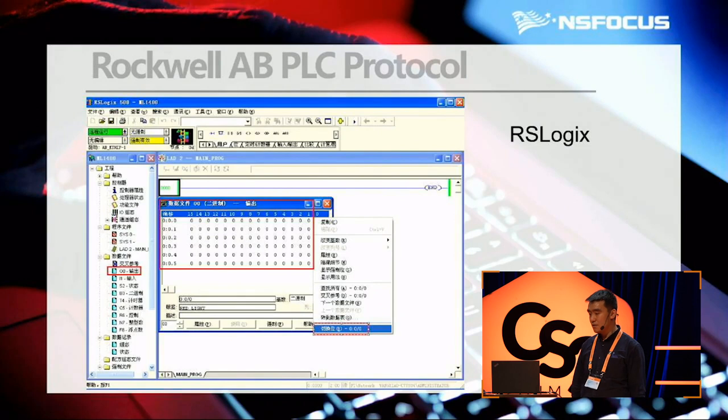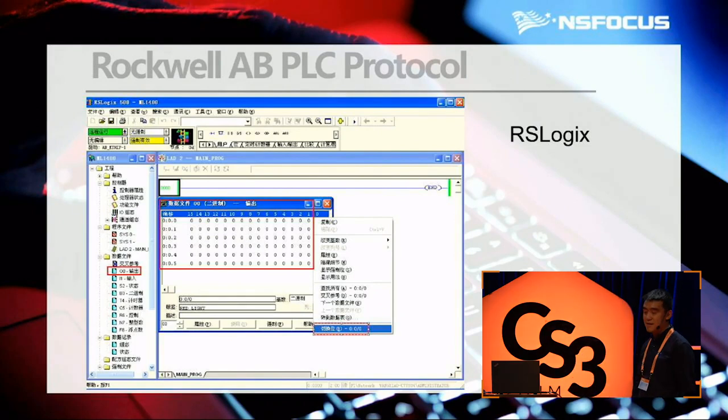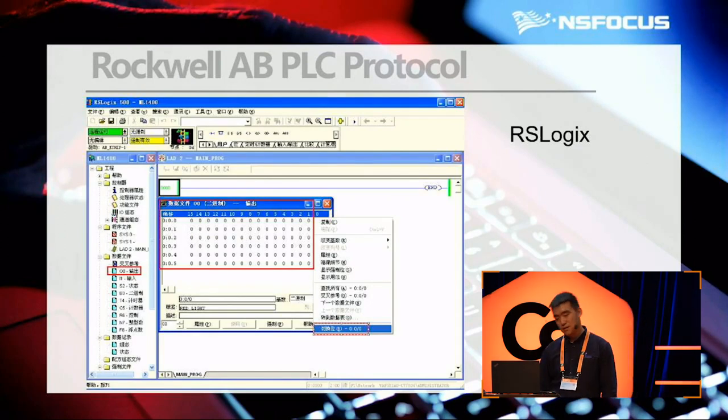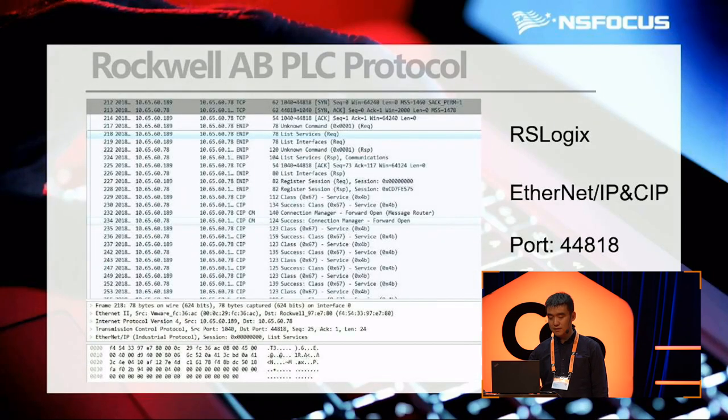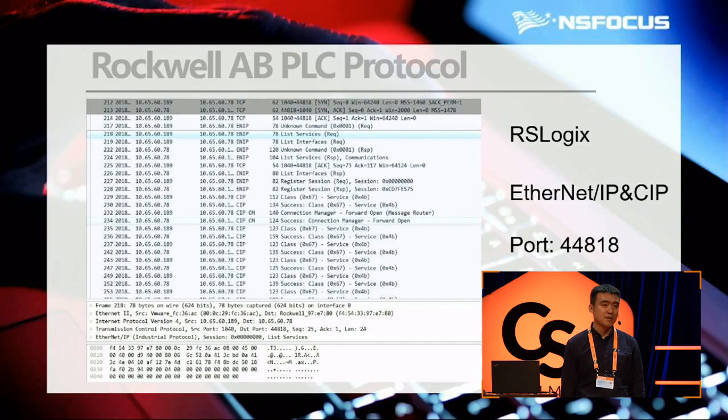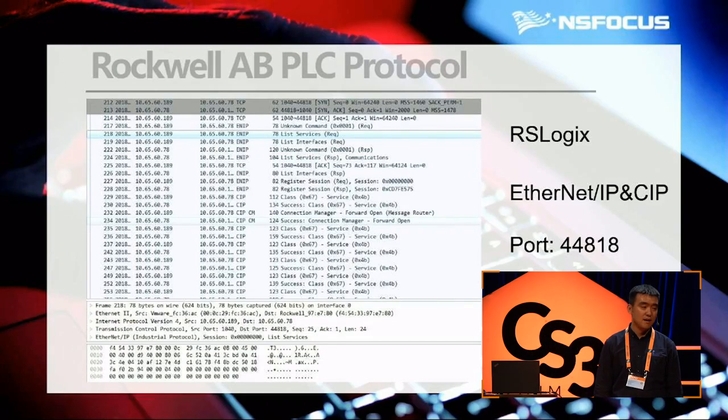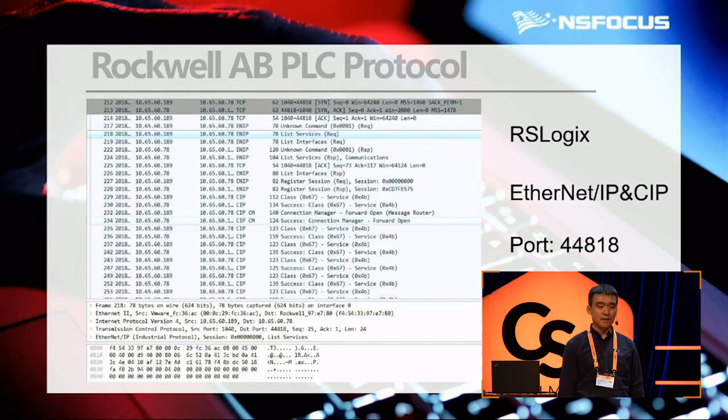And Rockwell, Allen Bradley, PLC protocols. This is RSLogix. It is used for AB PLC's configuration and programming. When we get these packets between the computer and the PLC, we found that the Rockwell AB PLC uses EtherNet/IP and the CIP protocols for communication. They use port 44818.